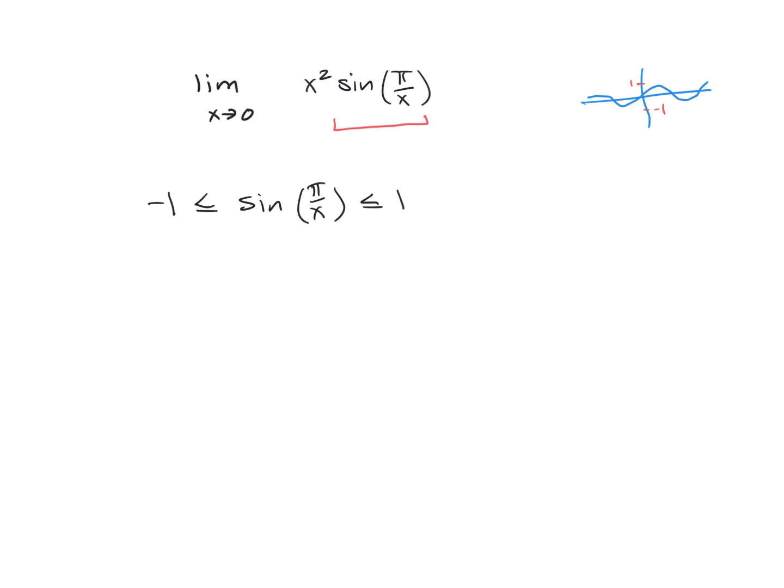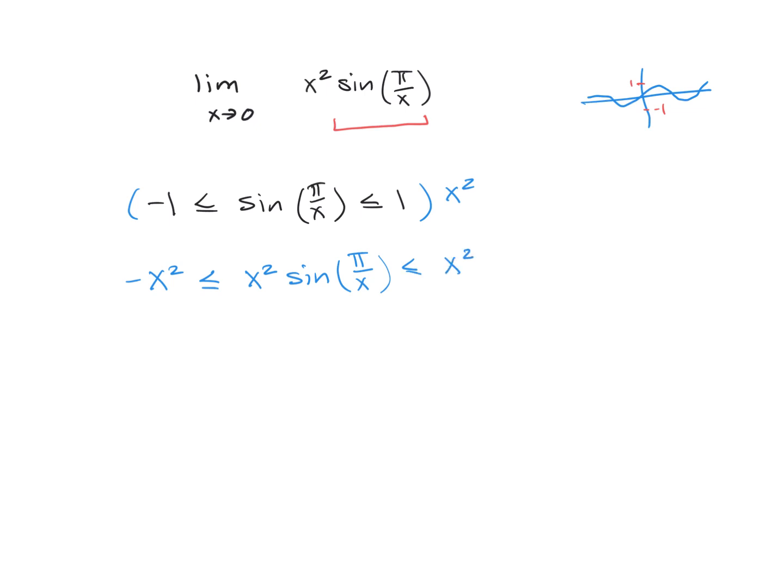The next thing we want to do is multiply through by x squared. And now remember, x squared is always positive or 0, so therefore multiplying an inequality, there's no need to worry about changing the directions. So we multiply all three parts of this by x squared. So we're going to have negative x squared less than or equal to x squared times the sine of pi over x less than or equal to positive x squared.